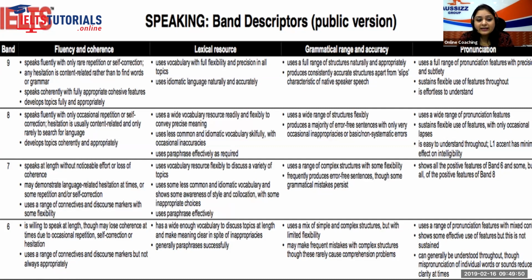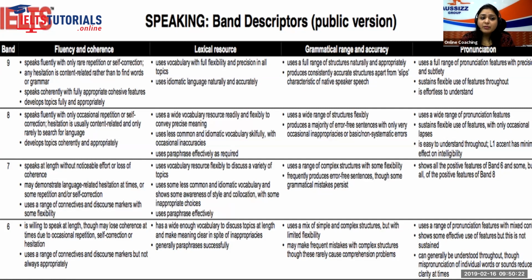Uses a range of connectives and discourse markers, but not always appropriately. You're using a range of connectors, but if you're not placing them in the appropriate position, you're not getting a good score because the connectivity is not there. For example, if you use similarly, but at that moment a contrasting connector must be there, it means you're using it inappropriately, so you're losing bands.